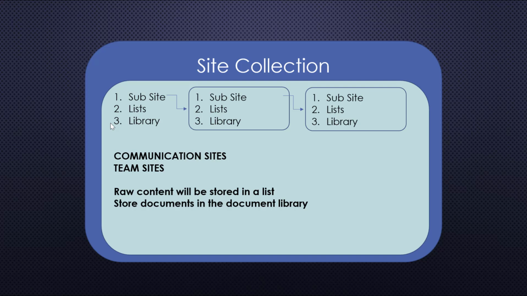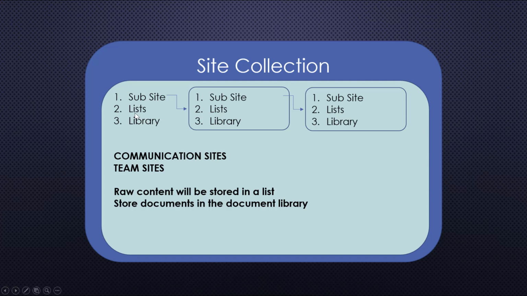How many subsites can I create? 1024 subsites you can create. In a site collection, you can create up to 1024 subsites. Again, one subsite can go 1024. Again, each subsite can go 1024. It's an nth degree tree. You can keep on creating sites and can store the data into it.